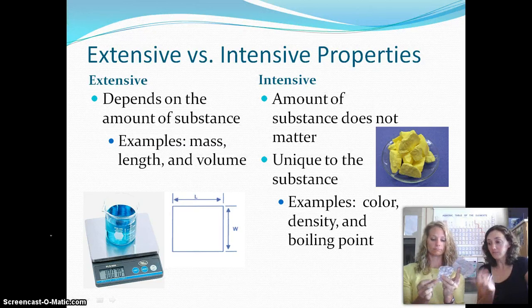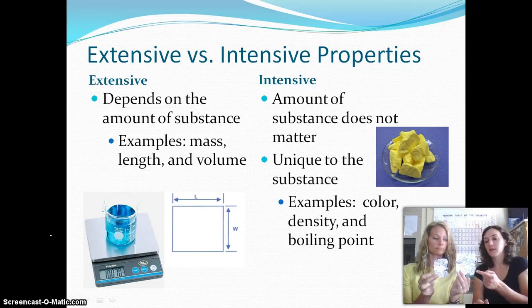So, for example, these two squares of aluminum foil. This one is a lot larger than this one. Okay, so it has a different length. It also has a different width, a different height as this one. Okay, these are extensive properties.